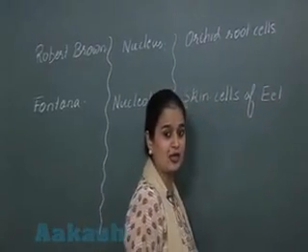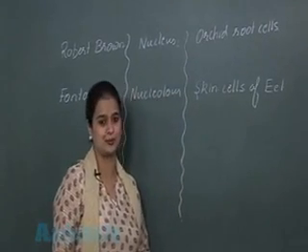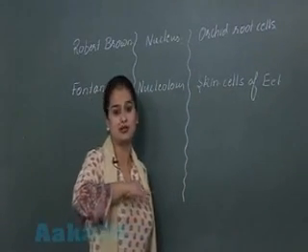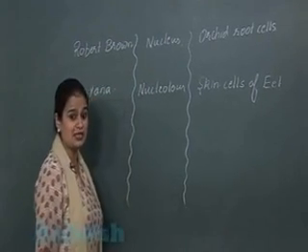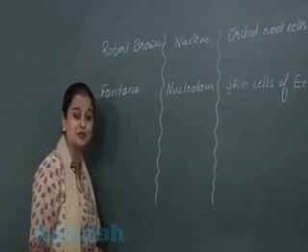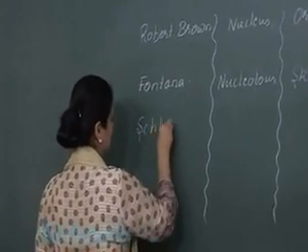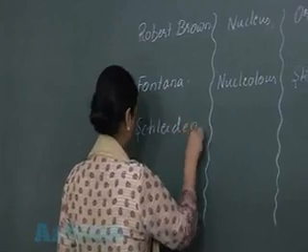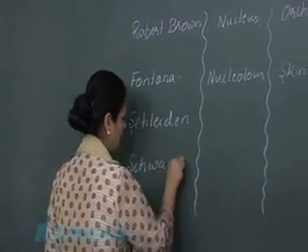Now, after the discovery of the electron microscope, the detailed structure of the cell was discovered. Now, after this, we can see some of the contributions associated with the two scientists, that is Schleiden and the other one, Schwann.